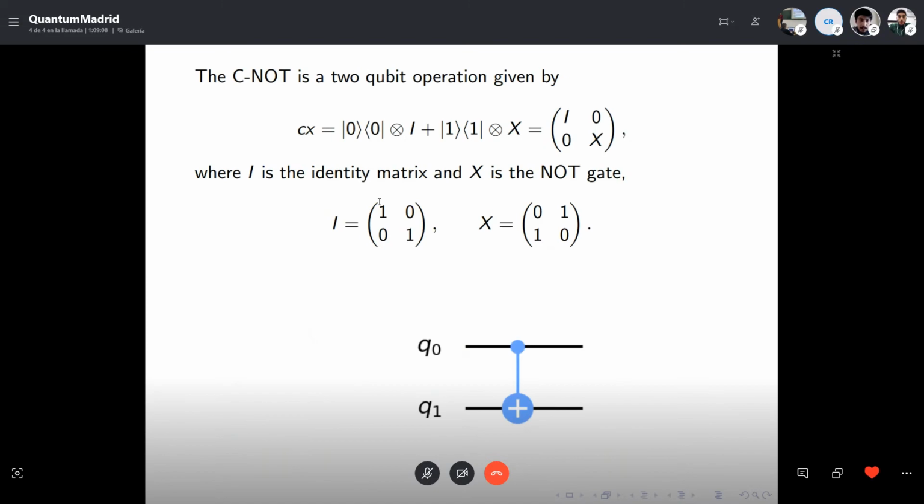And the second one is the control-not gate, which is a 2-qubit operation, so it can generate entanglement between the qubits. It is defined by this equation, and in the circuit it is represented by this blue line with these dots.